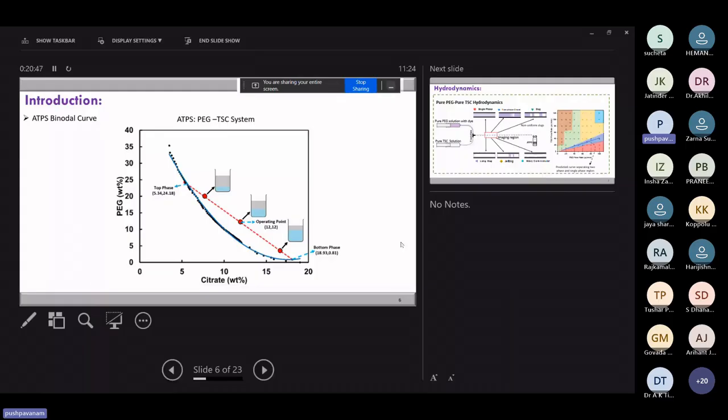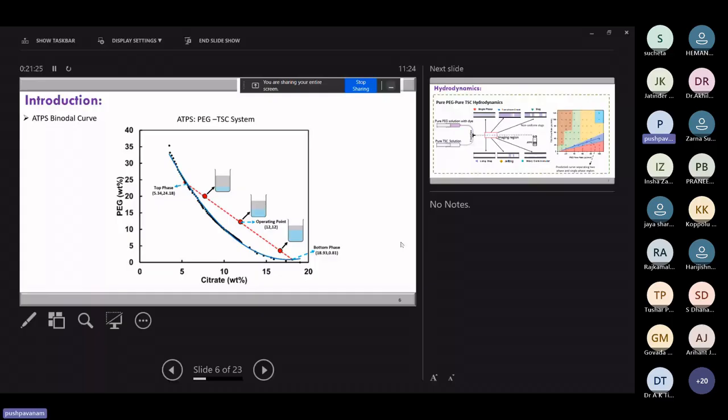This is some basic thermodynamic information which I'm showing for the PEG and citrate system. This is like a phase diagram. You see the solid line, which is basically called the binodal curve. So above this binodal curve, if you have a composition in your liquid, you will get a two-phase region. That is what I'm trying to show, that you will get a two-phase region when you have a composition above the binodal curve.